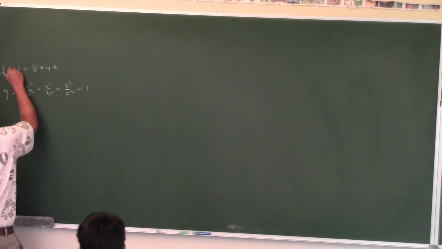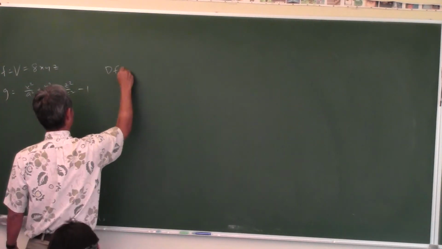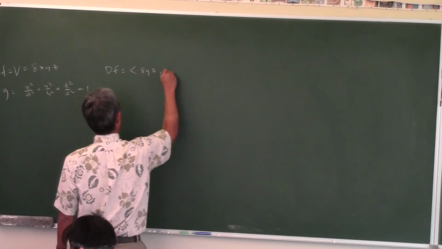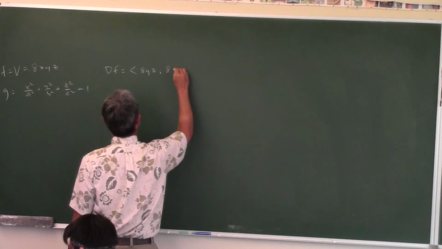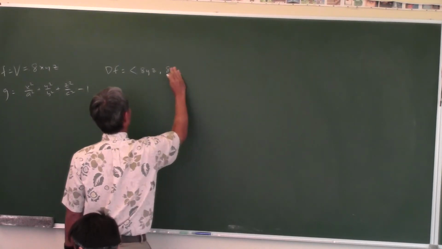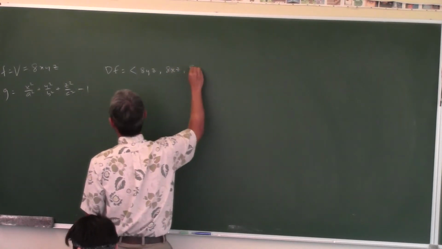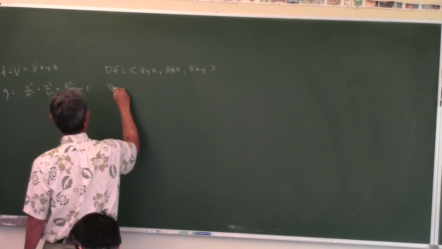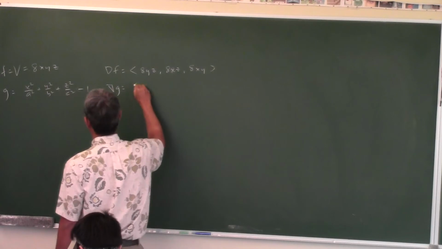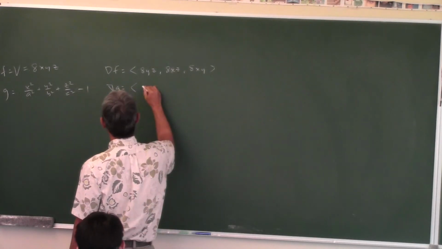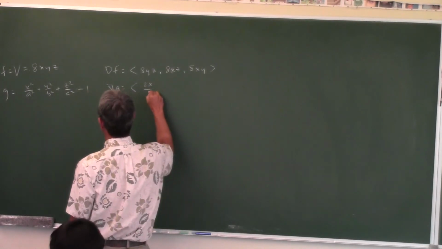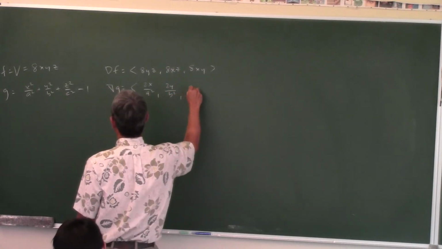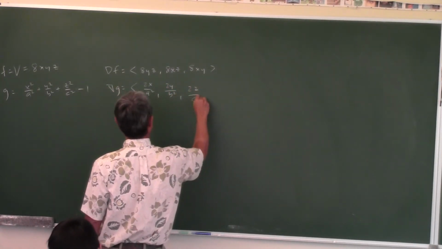Okay, so what's the gradient of the volume? We'll call that f then. What's the gradient of f? 8yz, 8xz, and then 8xy. Correct? What's the gradient of g? 2x over a squared, 2y over b squared, 2z over c squared. Did I do that correctly?